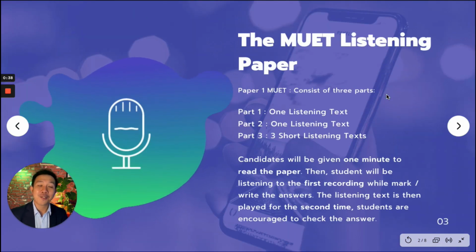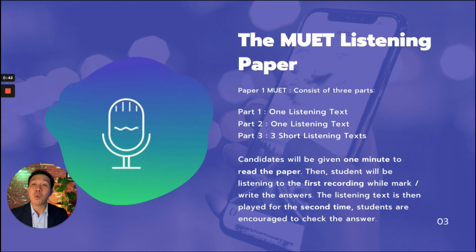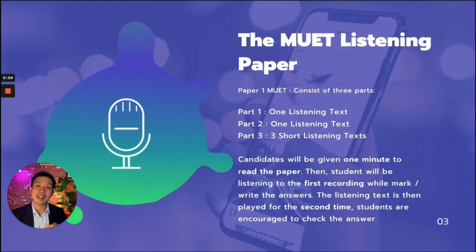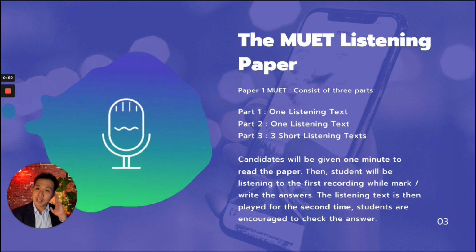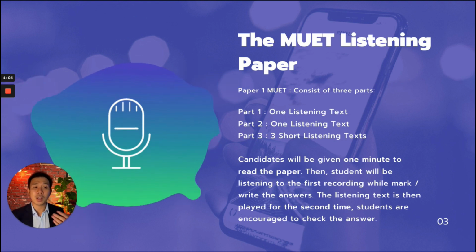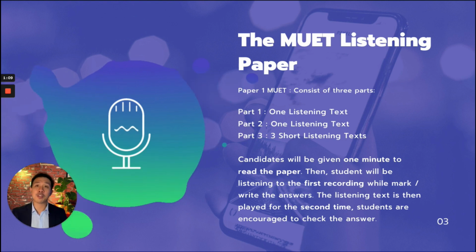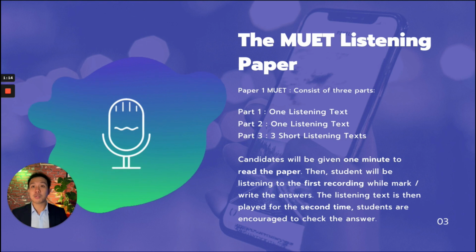Alright, the MUET listening paper, paper 1, consists of 3 parts. So there's part 1, part 2 and part 3. Part 1 has only one listening text. Part 2 has another listening text. And the last part, part 3, has 3 short listening texts that you listen to and have to answer the questions. Candidates will be given 1 minute to read the paper. So first, when you get the paper, you have 1 minute to read everything. Then you will go to part 1, part 2 and part 3.